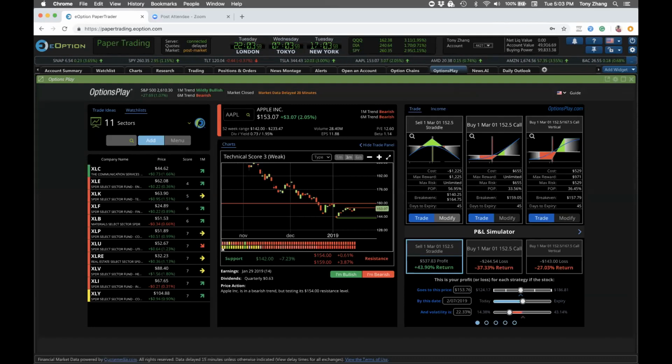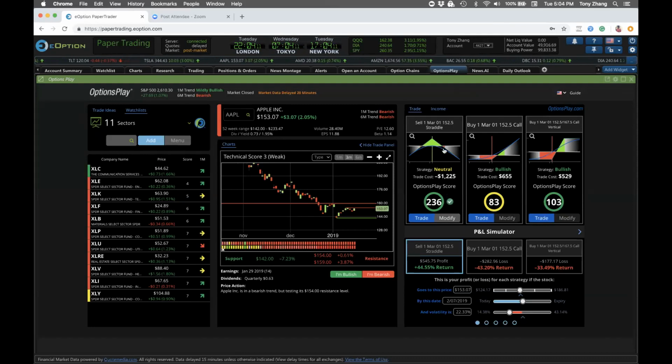So as you can see that if you sold this 152.5 straddle and the stock stays around 153 a week after earnings and volatility comes down, you make a $545 profit. However, in order to enter this trade, you need to put up a substantial amount of margin to do so, and this is presuming that you even have the ability to short naked calls and puts in your account. Again, this is a much more advanced strategy to trade, but you can utilize this tool.